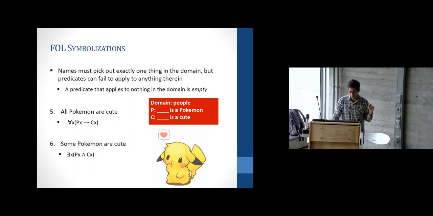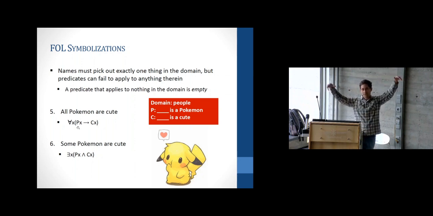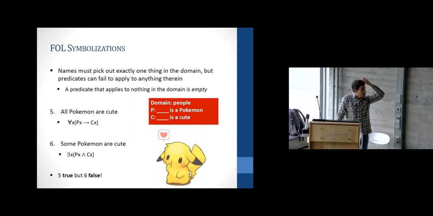Sentence 5 is the confusing one. You can think about it as asking you to do something. It tells you, find me something in the domain, and then see if it satisfies the antecedent and check whether it satisfies the consequent. The problem is that I cannot find anything in the domain that satisfies the antecedent. I'm looking all over the domain of people, and there's no Pokemon. That's the situation of an empty domain, right? For this reason, we treat F5 to be true.